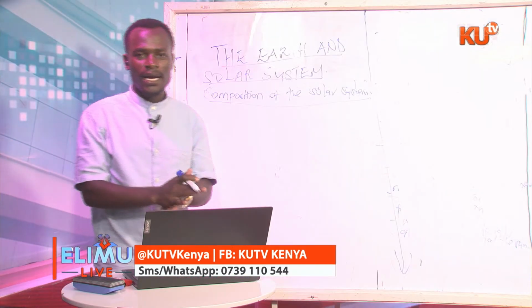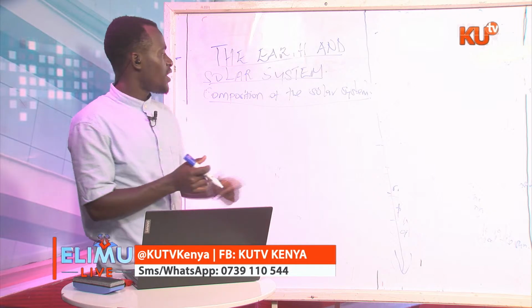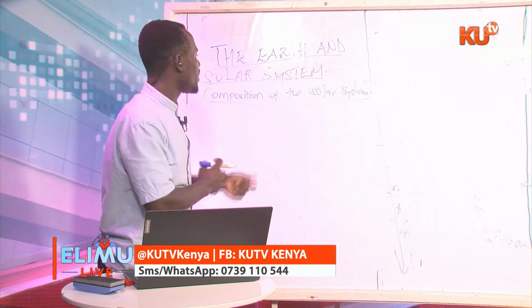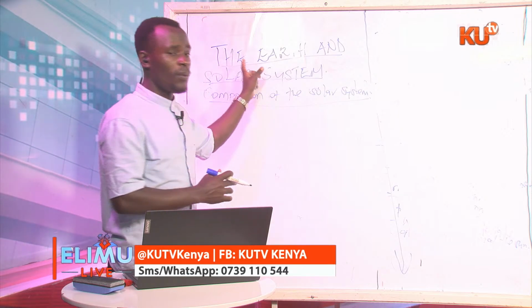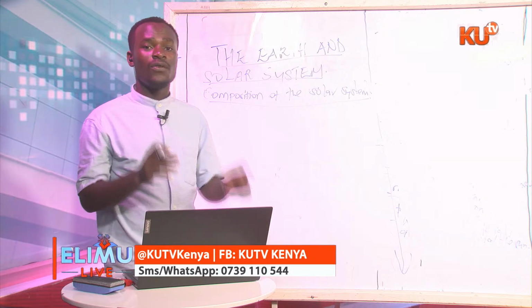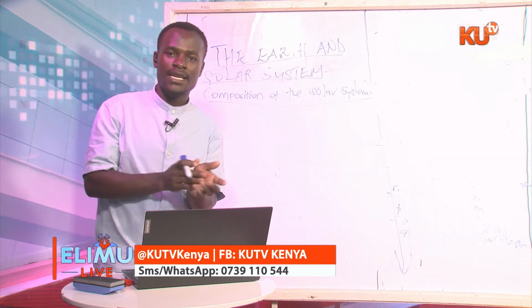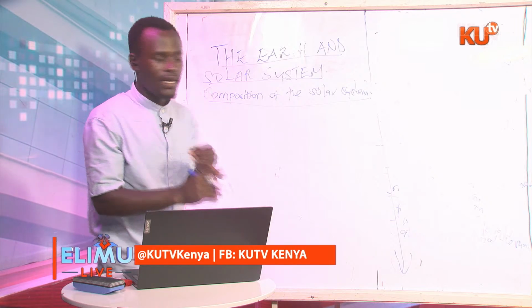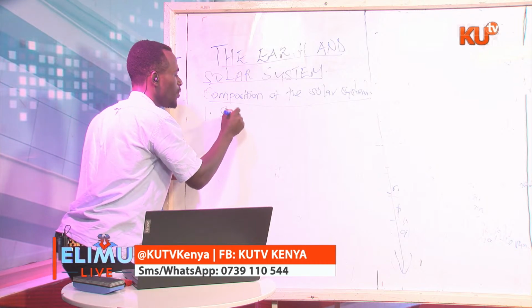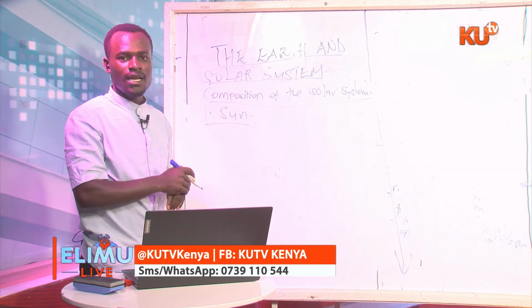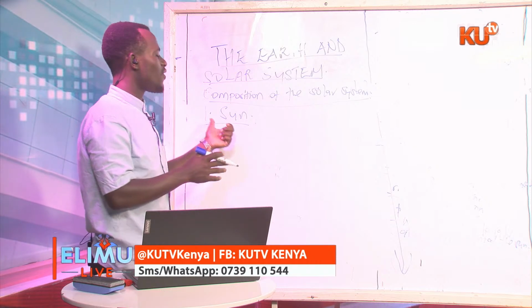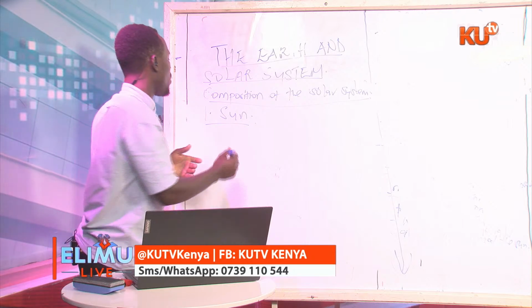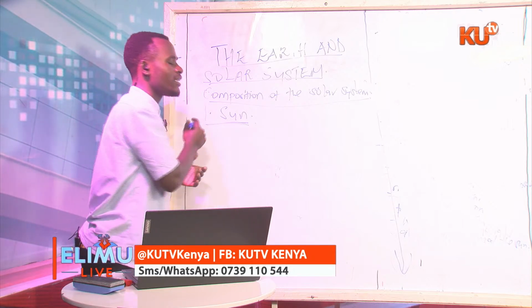Now, if you remember, when we were starting the lesson, we started by giving the definition of the word solar system. From that definition, we captured that the solar system comprises the sun, the 8 planets and other heavenly bodies. Number 1, the sun. So we are going to start with the sun.